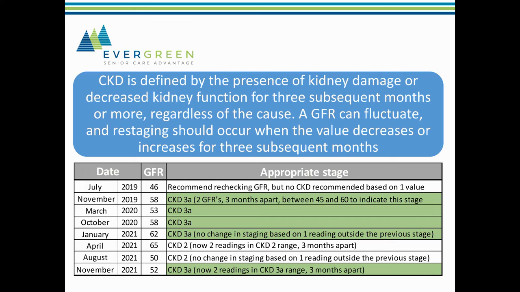CKD is defined by the presence of kidney damage or decreased kidney function for 3 subsequent months or more, regardless of the cause. As you know, a GFR can fluctuate, which should trigger restaging when the value decreases or increases for 3 subsequent months. The table on the bottom of this slide is a good example of when to restage CKD and when not to.